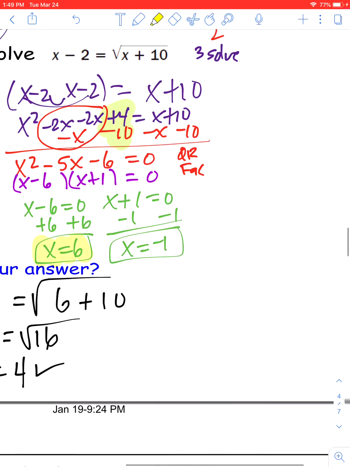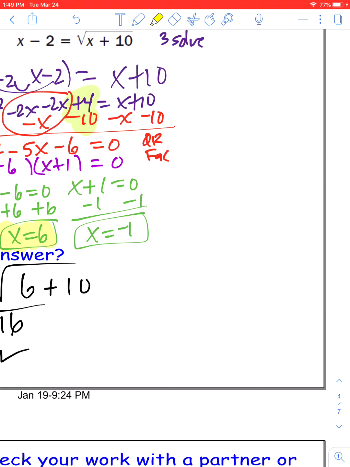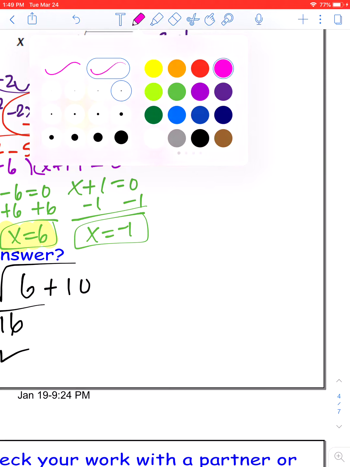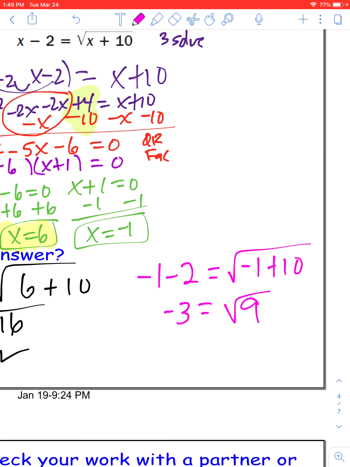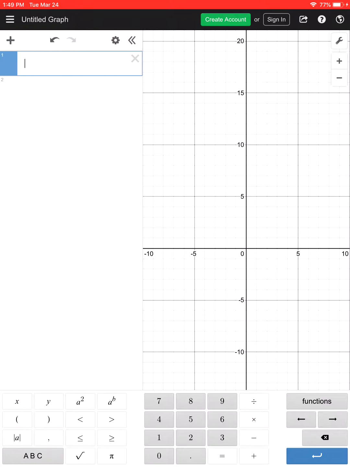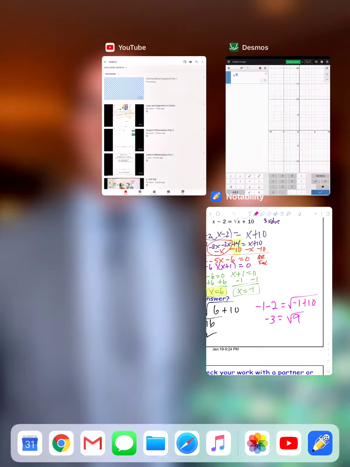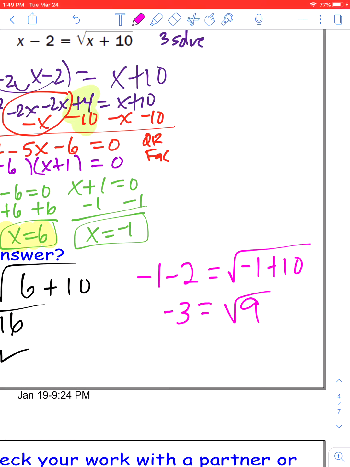Now let's check -1. When I check -1, I get -1 minus 2 is equal to the square root of -1 plus 10. Well, this gives me -3. This gives me the square root of 9. Friends, the square root of 9 is 3. What happened? You guys, you didn't do anything wrong.